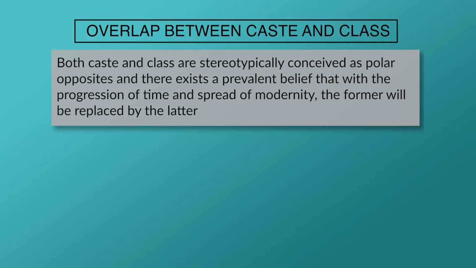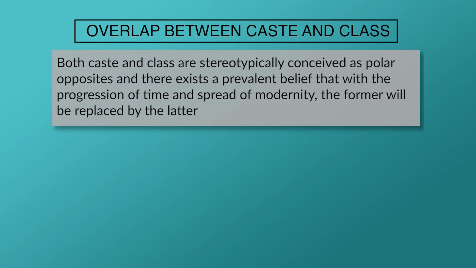Now, though we talked about the differences between caste and class, in social reality, as an empirically observable category, caste and class have a considerable amount of overlap, and we will discuss the overlap now. Both caste and class, though they are perceived as polar opposites, there is an understanding that caste will give way to class with modernity, with the advancement of modernity.